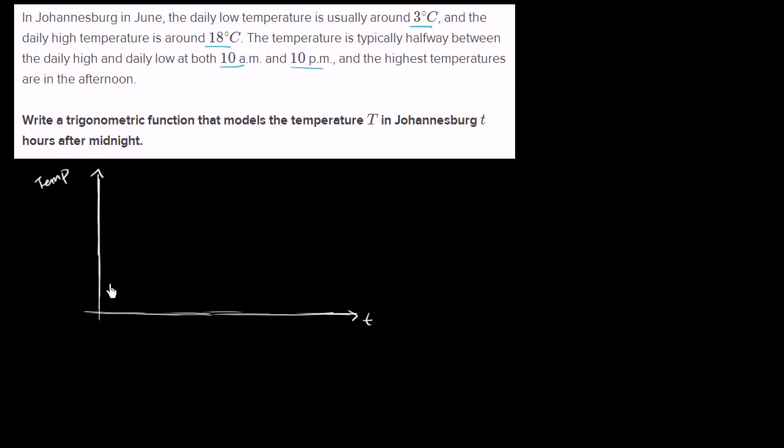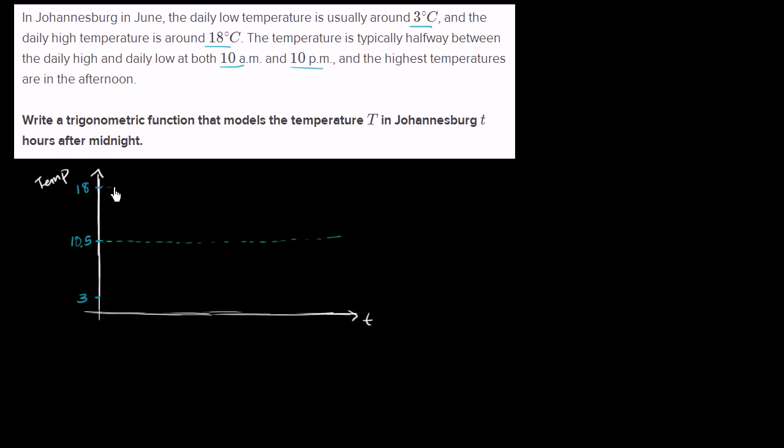And let's think about the range of temperatures. The daily low temperature is around 3 degrees Celsius, and the high is 18. So let's make this right over here 18, and this right over here is 3. We can also think about the midpoint between 18 and 3 that we hit at both 10 a.m. and 10 p.m. 18 plus 3 is 21, divided by 2 is 10.5. So the midpoint, or we could say the midline of our trigonometric function, is going to be 10.5 degrees Celsius. So let me draw the midline. We're going to essentially oscillate around this.